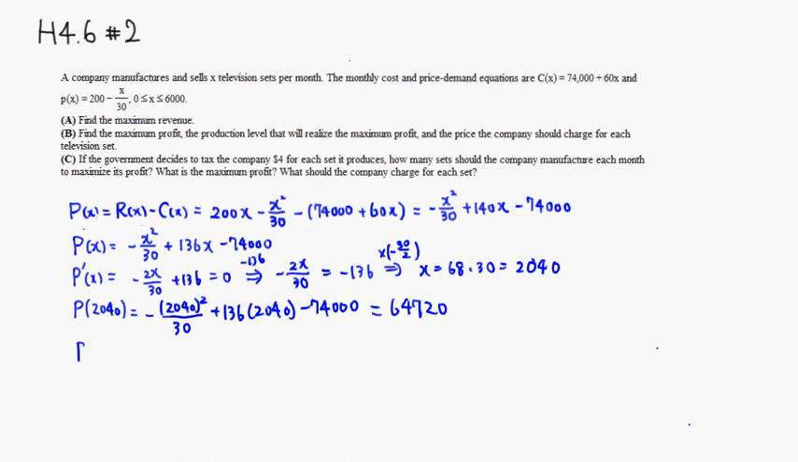And the price: the price function at 2040 is 200 minus 2040 over 30. So that's what. Is this a nice divide by 3? 6, that's 18, 24, 68. So this is going to be 132. Alright, so let's type it in.